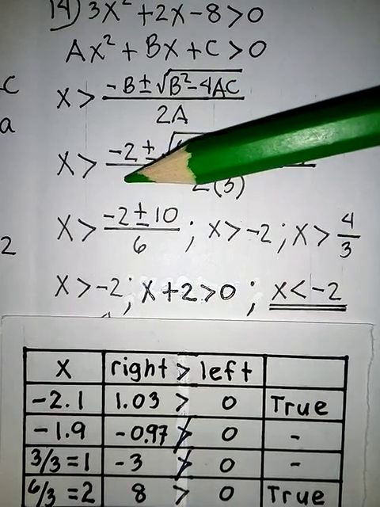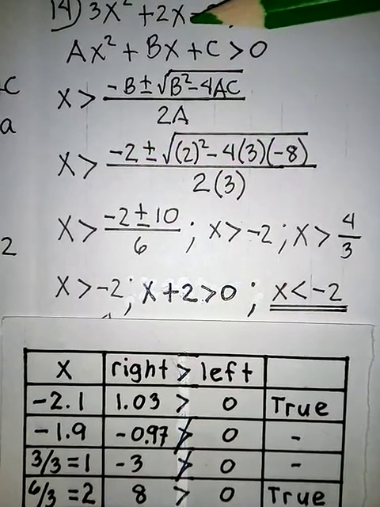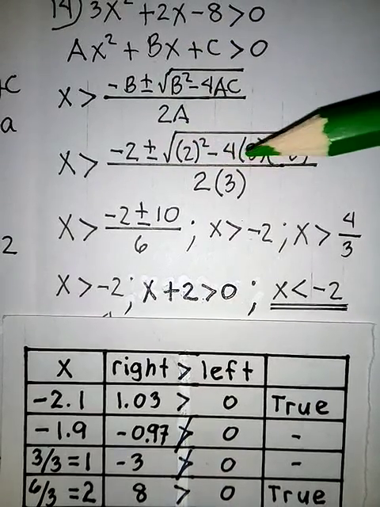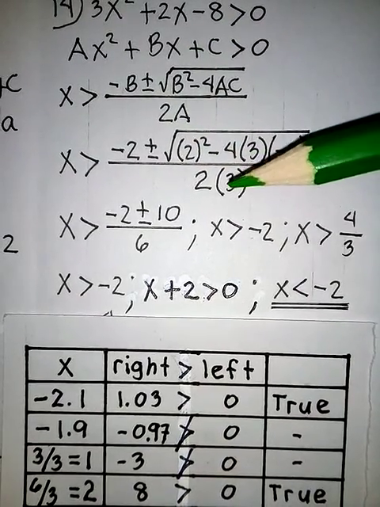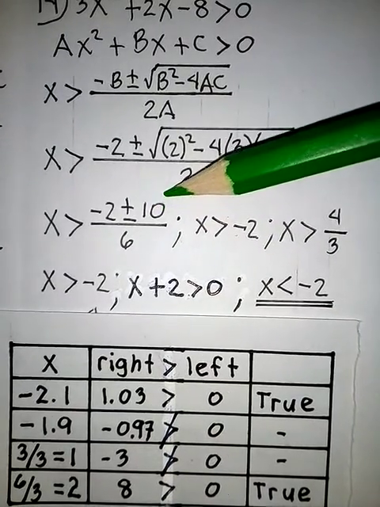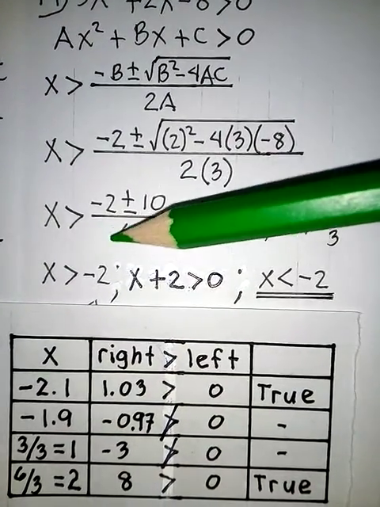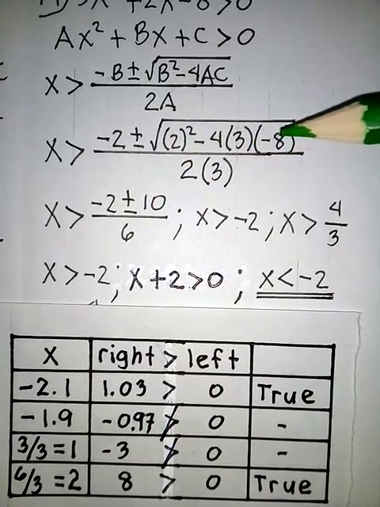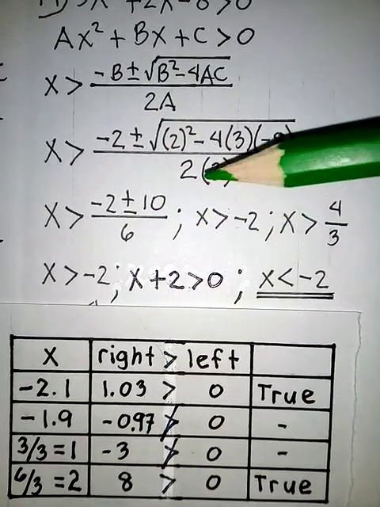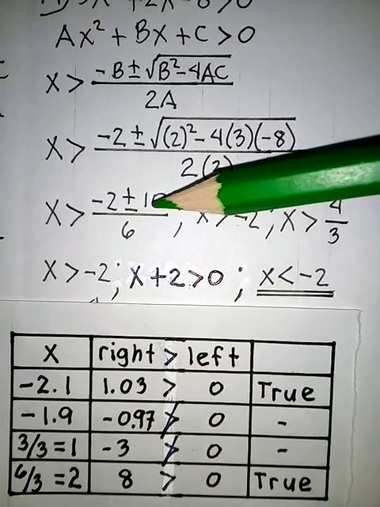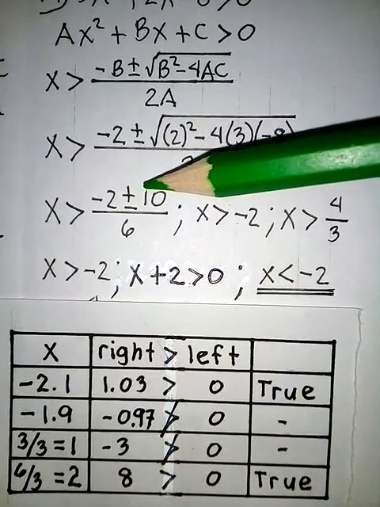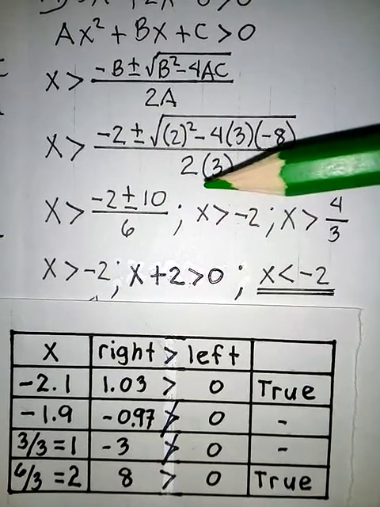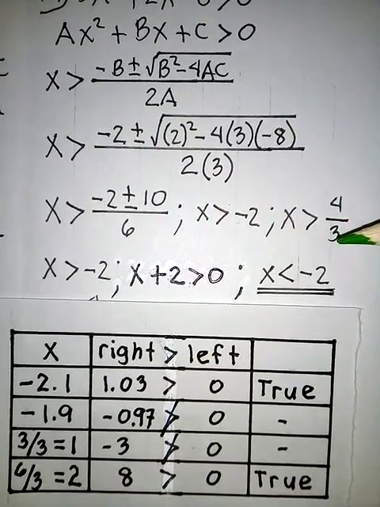So, x is greater than negative 2 for the value of b, plus or minus square root of b squared minus 4ac, all over 2a. Simplify: x is greater than negative 2 plus or minus. The whole of this is equal to 10 all over 6. So, the first value is negative 2 plus 10 over 6, or negative 2 plus 10 is equal to 8. 8 over 6 is 4/3.